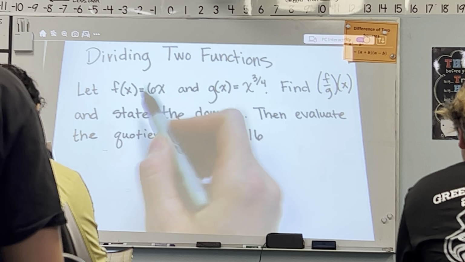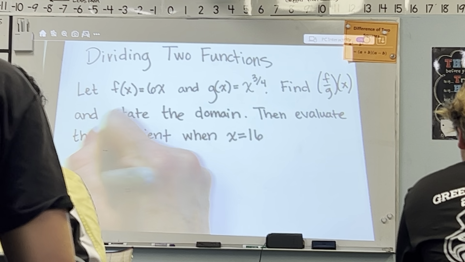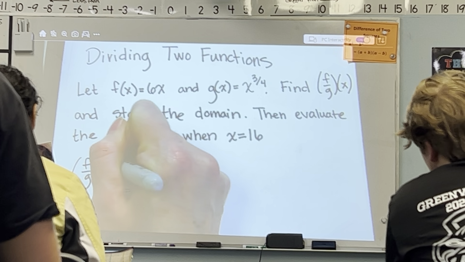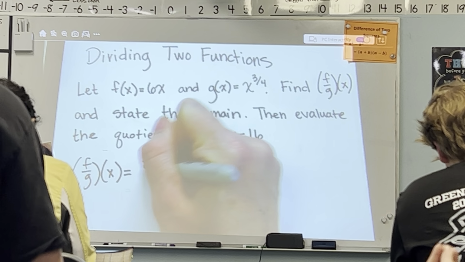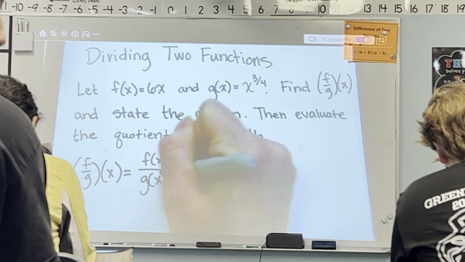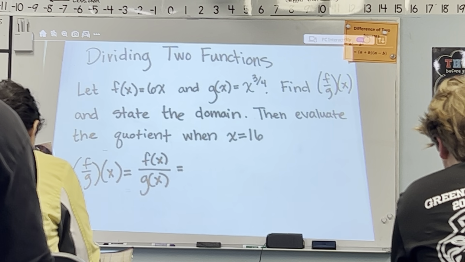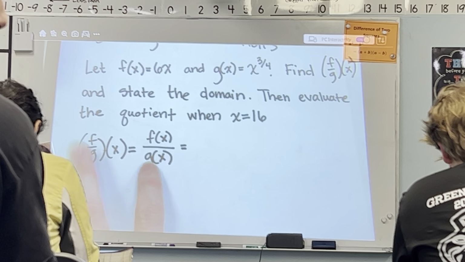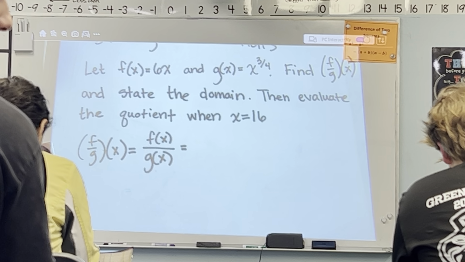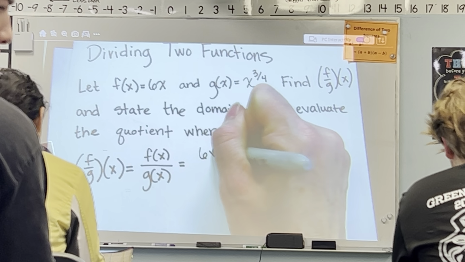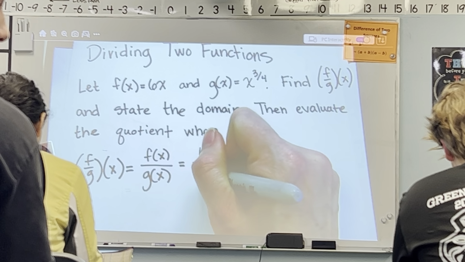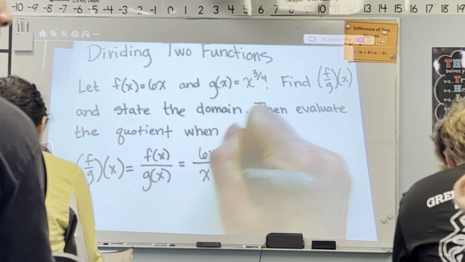Okay, so we've got f of x divided by g of x, which means f divided by g of x. Okay, that's all that means. You can write it either way, it's correct. Those both mean the same thing. So we're gonna take 6x divided by x to the 3/4, okay?